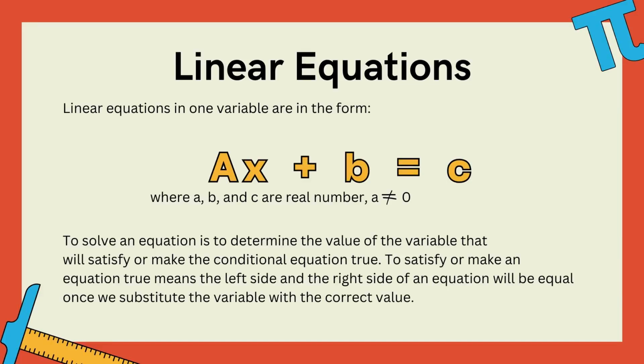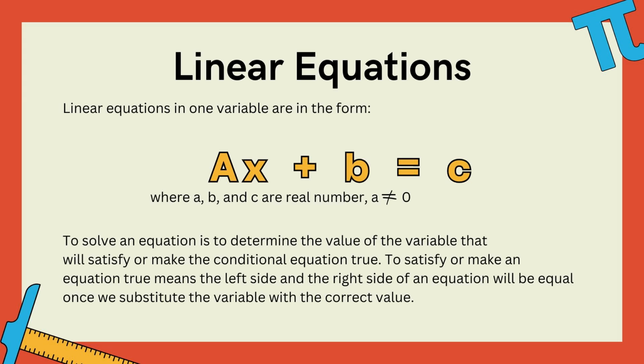Linear equations in one variable are in the form of ax plus b is equal to c, where a, b, and c are real numbers, and a is not equal to 0. A is a numerical coefficient and x is a variable, while b and c are both constants.